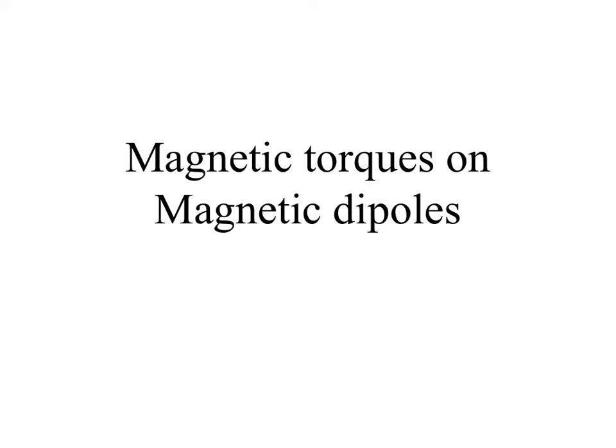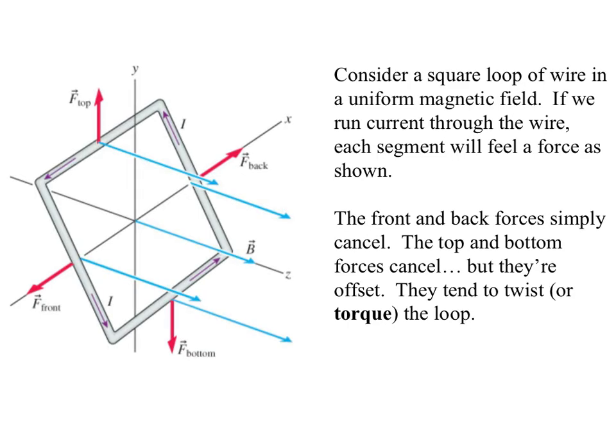All right, this will be saying what is the effect of a magnetic field on magnetic dipoles, which is to exert a torque. Consider this loop of wire in a uniform magnetic field. If we run current through the wire, each segment feels a force as shown. In other words, going this way, we get a force pulling this way. This way, we get a force pulling perpendicular to the field as always, which is this way, and so on.